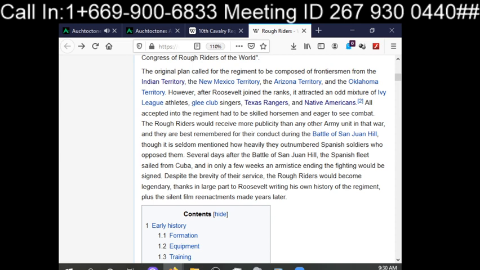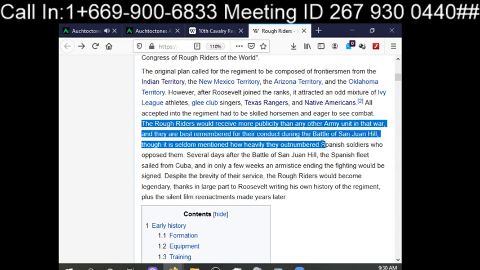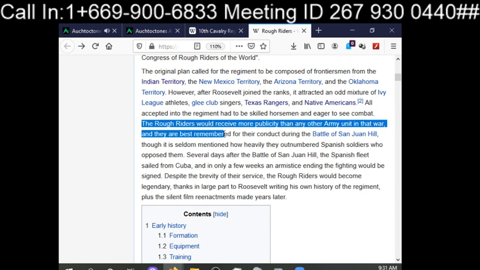So it said that you had Ivy League athletes, Glee Club singers, Texas Rangers, and Native Americans. So you know the Texas Rangers were the actual Seminole, Alabama Indians. The Native Americans were the other Indians that partook, the other volunteers. It says all accepted into the regiment had to be skilled horsemen and eager to see combat. The Rough Riders would receive more publicity than any other army unit in that war, which goes back to what Bones was saying and what James had confirmed.